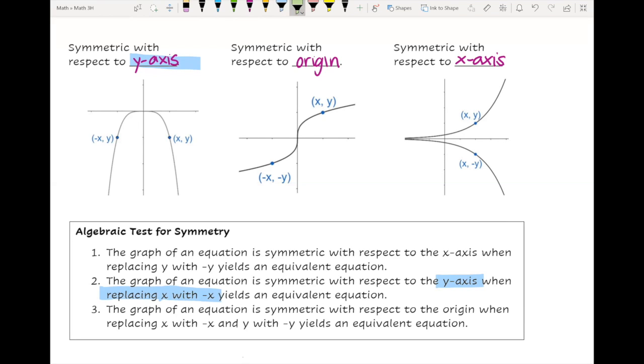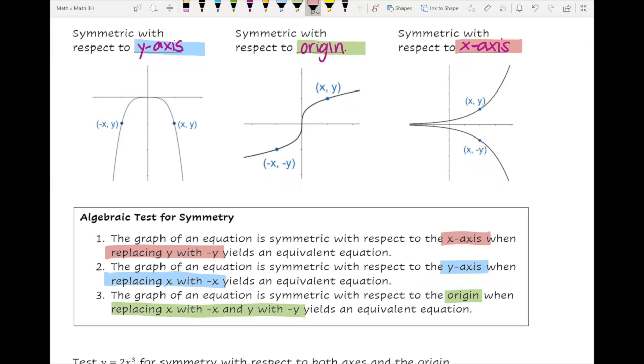If it is symmetric with respect to the origin, then algebraically what I can tell is that we are replacing x with negative x and y with negative y. And to tell if I am symmetric with respect to the x-axis, algebraically, it looks like replacing the y with a negative y. So let's see what that even means.